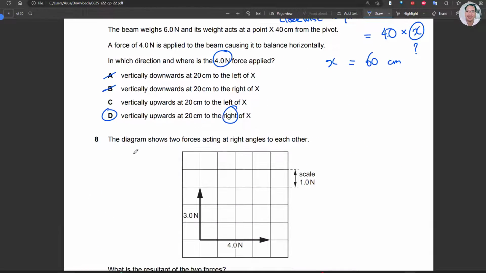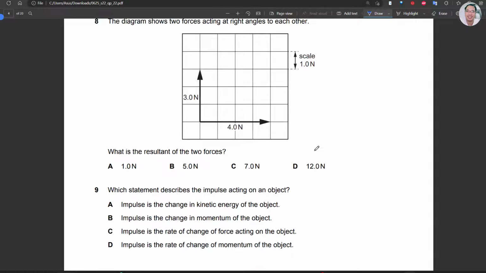Question 8. The diagram shows two forces acting at right angle to each other. What is the resultant force? Right angle. The resultant force is drawn as a diagonal of this rectangle, and its magnitude is... 3 and 4. I think 5.